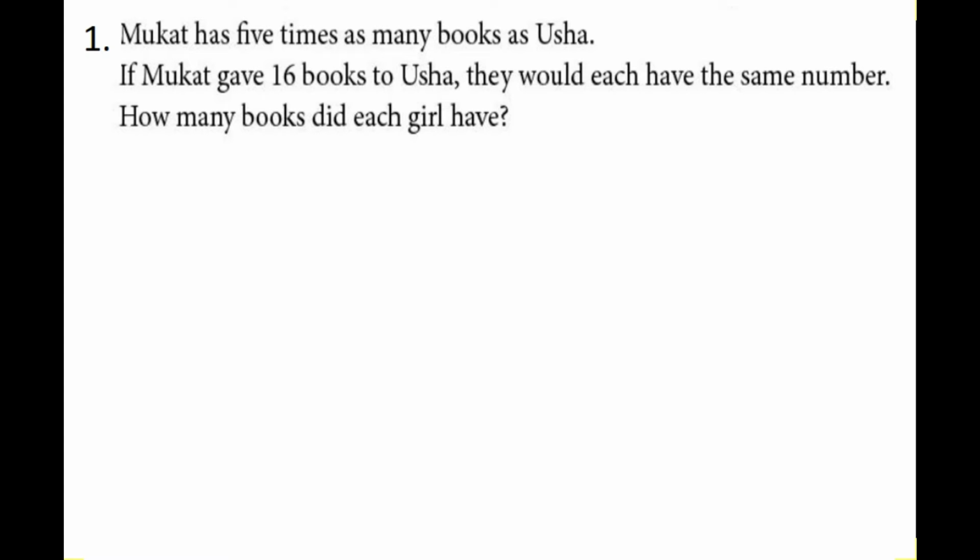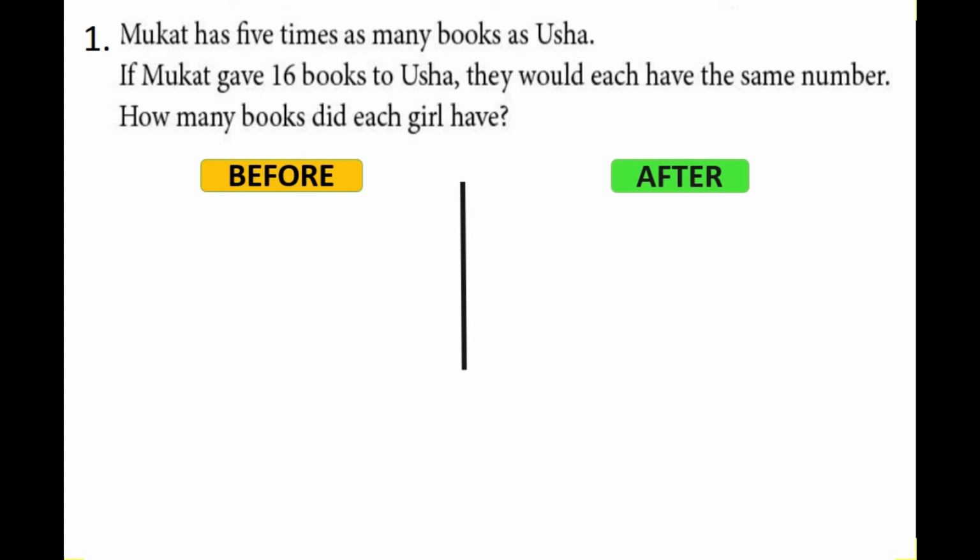Question 1. Mukat has 5 times as many books as Usha. If Mukat gave 16 books to Usha, they would each have the same number. How many books did each girl have? Now, though the question looks a bit confusing, let's put it into two conditions, the before and the after condition.